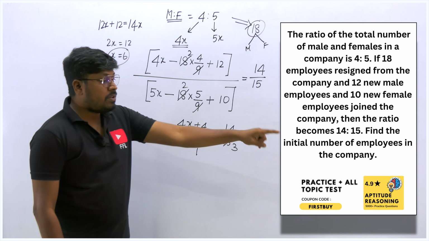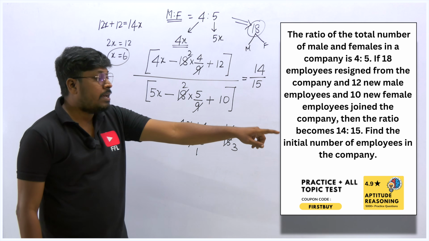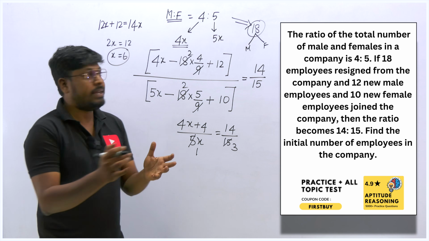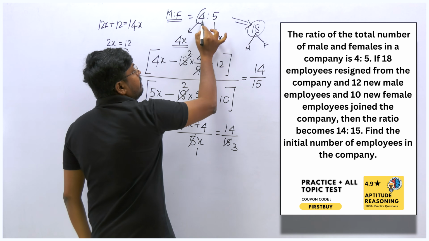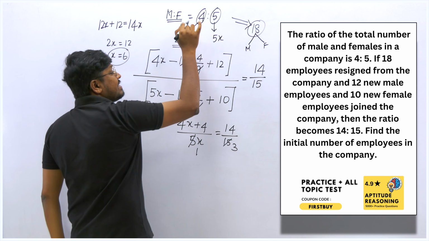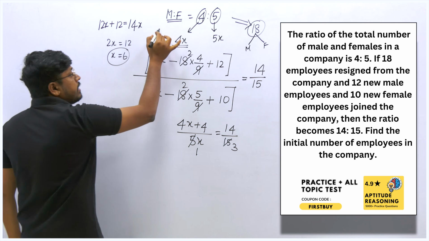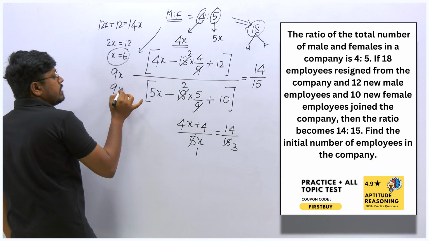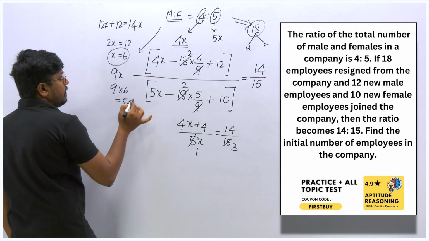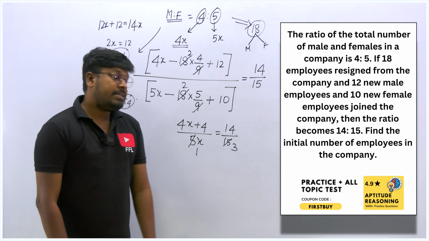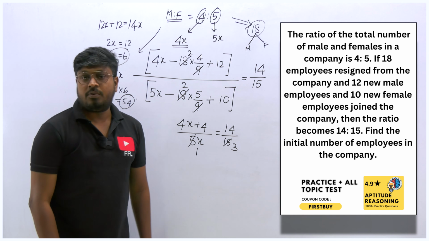Now according to the question, what we need to find is the initial number of employees in the company, that means the total employees. Initially we know the male will be 4x and the female will be 5x. So 5x plus 4x is 9x. So 9x is the total number of employees initially, and we got x equal to 6. 9 6s are 54. So 54 is the total employees in the company, right? This is the way we have to find the answer for this question.